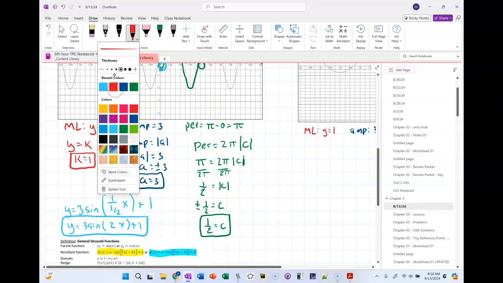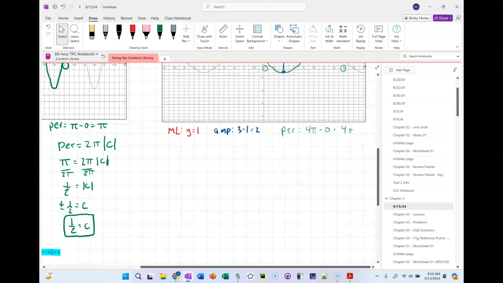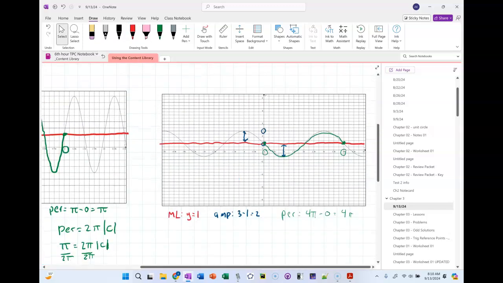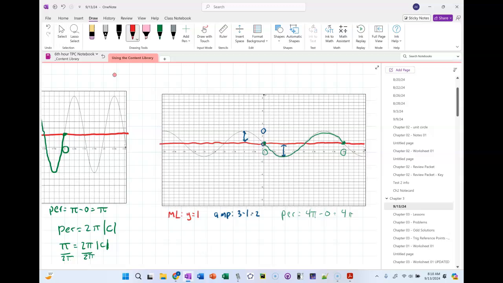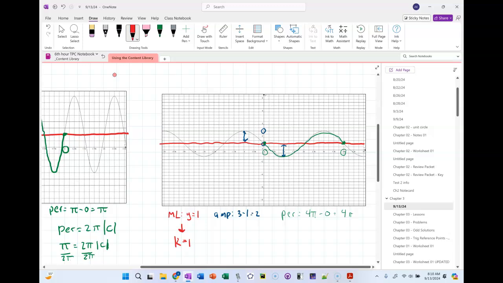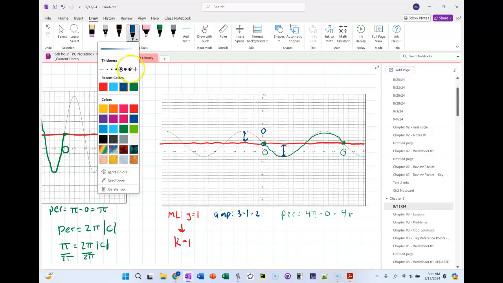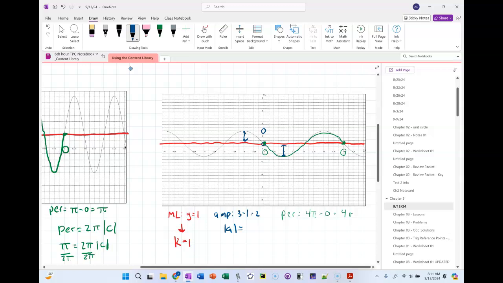And there's my equation. Let's do this one. Okay, so the midline is y equals 1. That tells me that k is 1. The amplitude is 2. Tells me the absolute value of a is 2. So a is plus or minus 2.